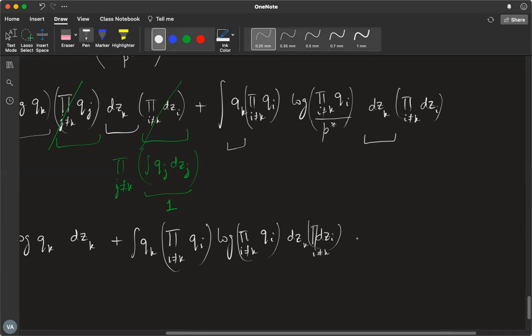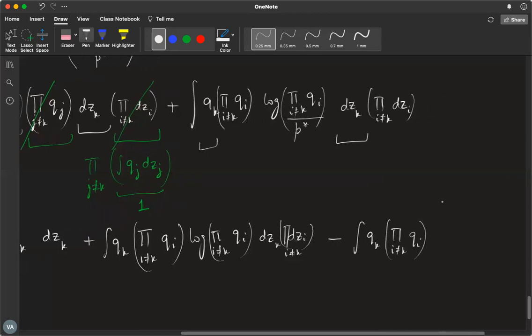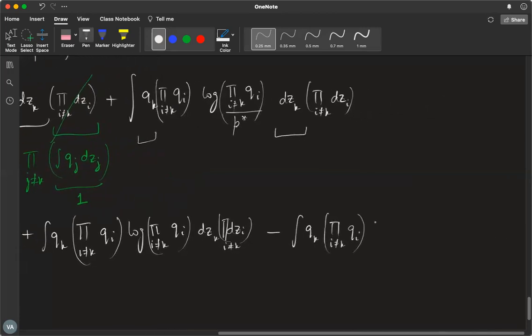And minus integration of qk times the product over i not equal to k of qi, and same thing. I'm writing everything in detail so that you are easily able to follow. Log of p star times dzk and, for i not equal to k, dzi. Okay, I think we have written all the terms properly.